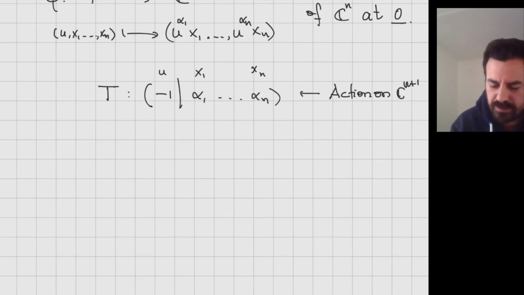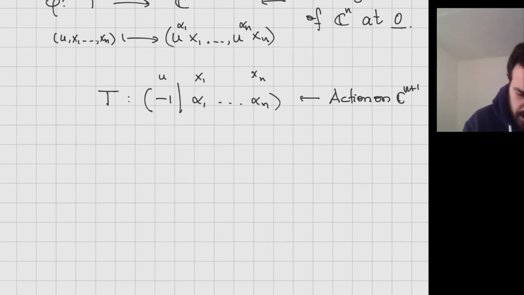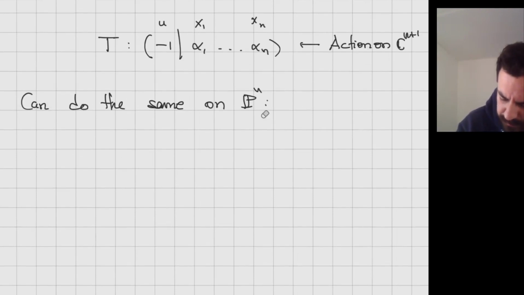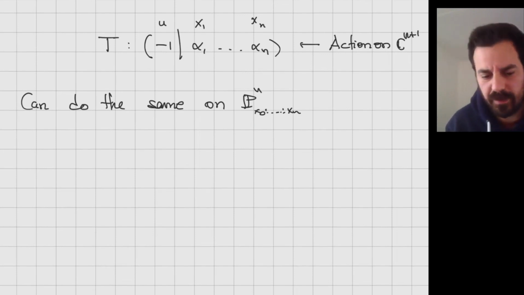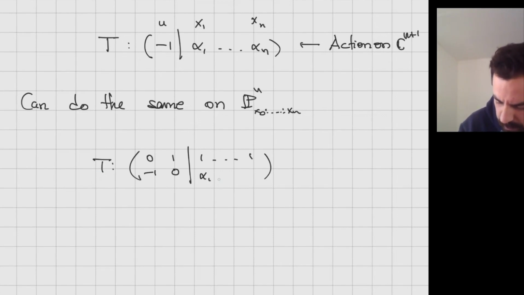Okay. So what I want to do now is not do this in C^n, but do it on P^n. So we can really do the same on P^n. So let me give names for the variables. So in this case, T is given by this matrix: 0, -1, 1, 0, 1, 1, alpha_1, alpha_n.